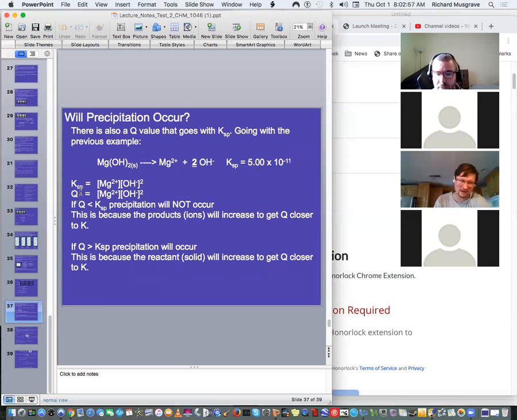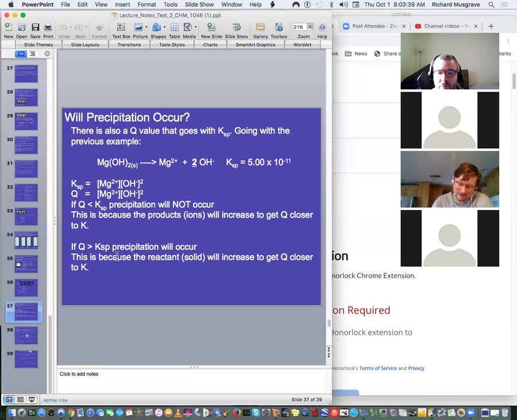Now remember, the Ksp is what happens at equilibrium. The Q is what happens at any time, including equilibrium. So what we know is this. If Q is less than Ksp, then precipitation will not occur. What that implies is that the concentrations here of Mg2+ and OH- are too low to reach the Ksp value. So there's too little of each of these in solution to actually get a precipitate to form. That's what it would mean if Q was less than Ksp.